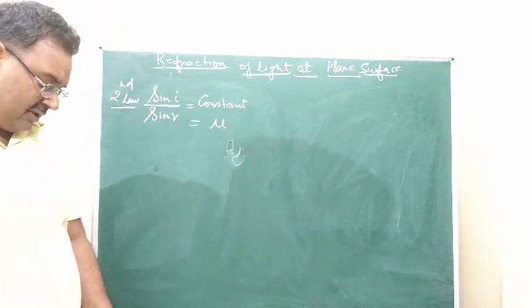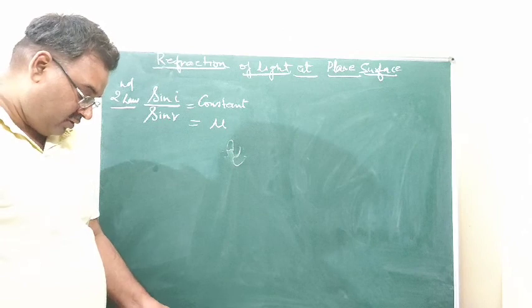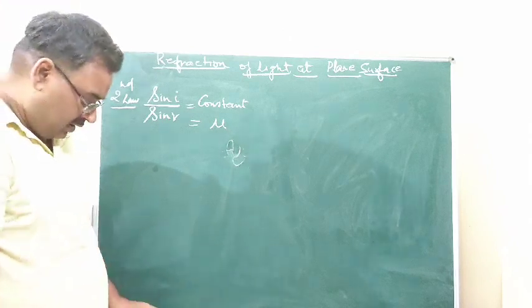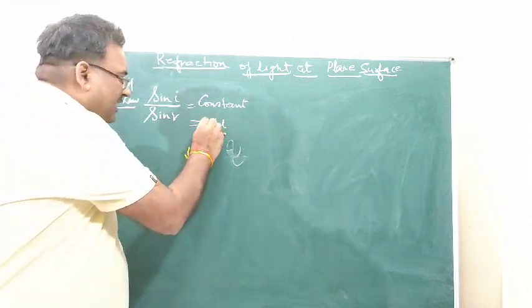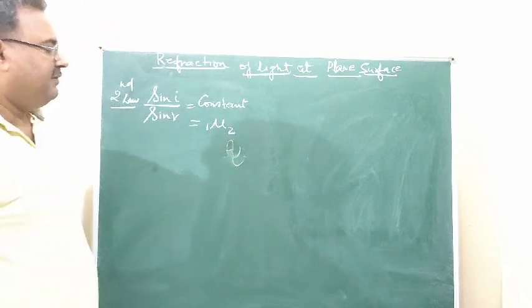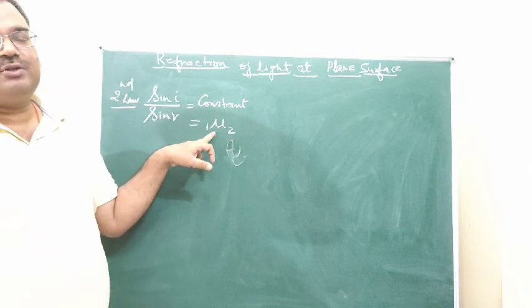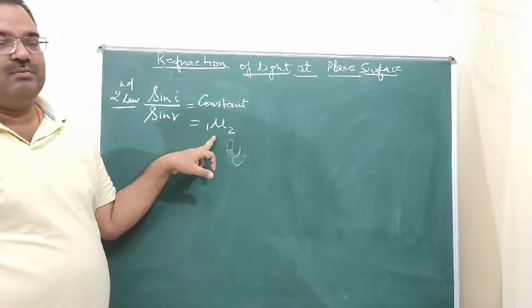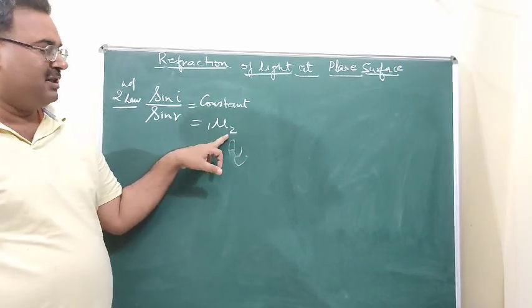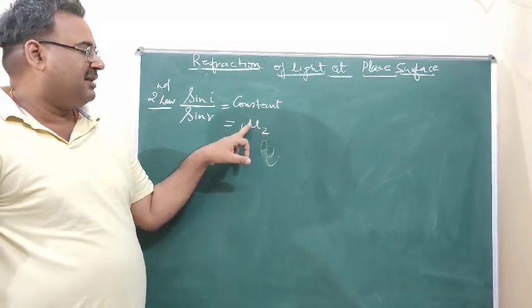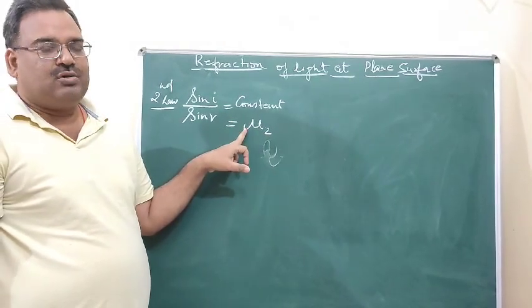Mu is refractive constant or refractive index. This is 1 mu 2. How are we reading it? Refractive index of the second medium with respect to the first medium. 1 mu 2 means refractive index of the second medium with respect to first medium.